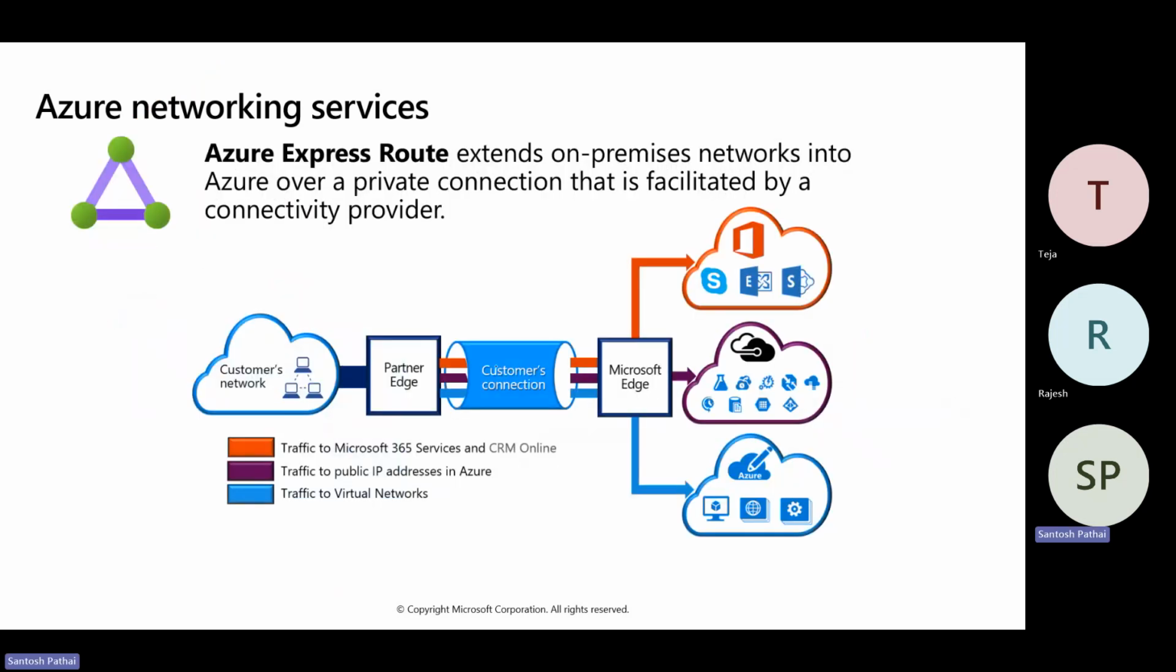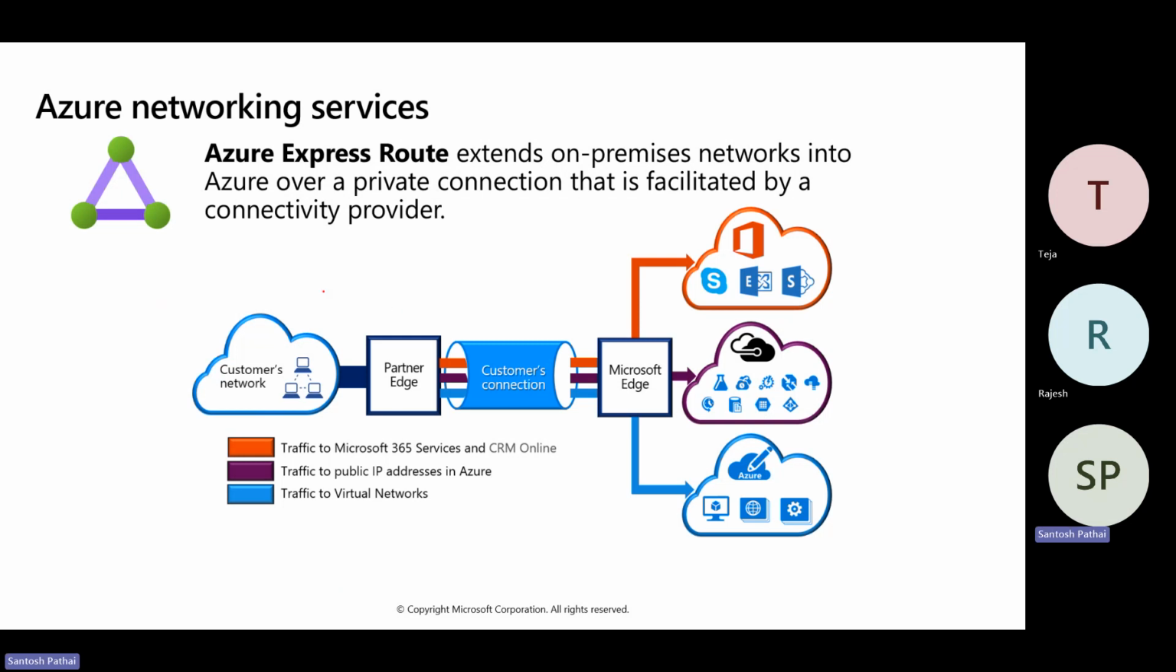Then we have Azure ExpressRoute. Azure ExpressRoute will help you to extend your on-premise networks into Azure with a private connection. Now, this connection is facilitated by a third-party service provider. Microsoft doesn't provide this connection. They will provide you the services, and you can connect through those service providers.